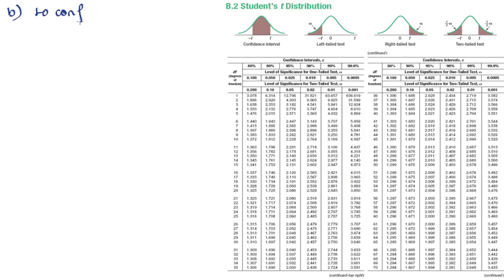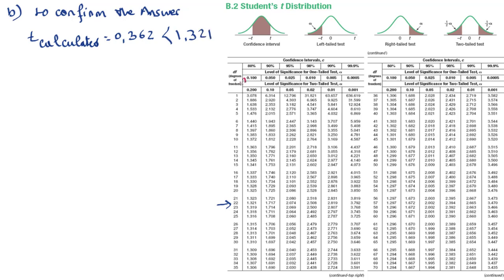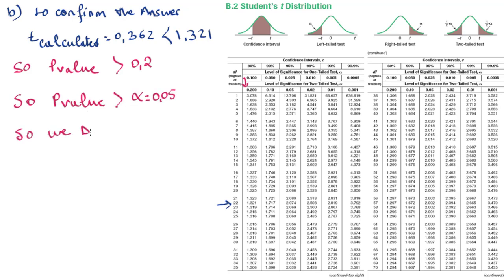Question B. P-value is another way to decide whether to reject H0 or not. In our case, T calculated is equal to 0.362. In the row of 22 as a degree of freedom, we find that 0.362 is less than 1.321. So P-value would be higher than 0.2. So P-value is higher than alpha, and we do not reject H0. This result is the same as in the 5 steps hypothesis testing.